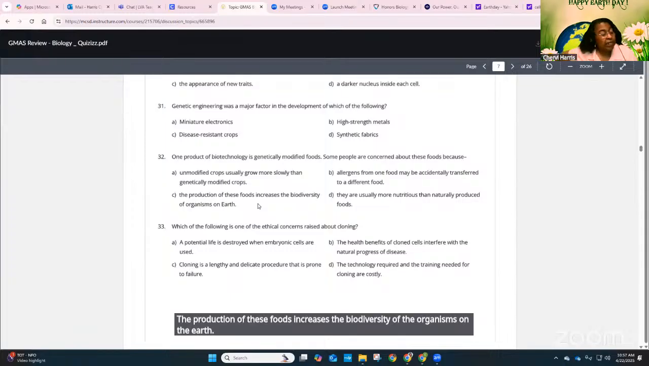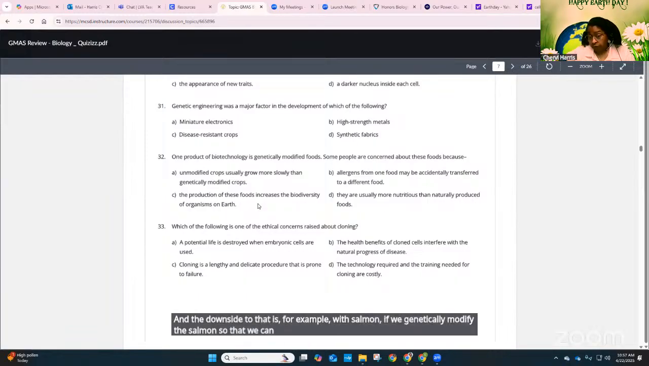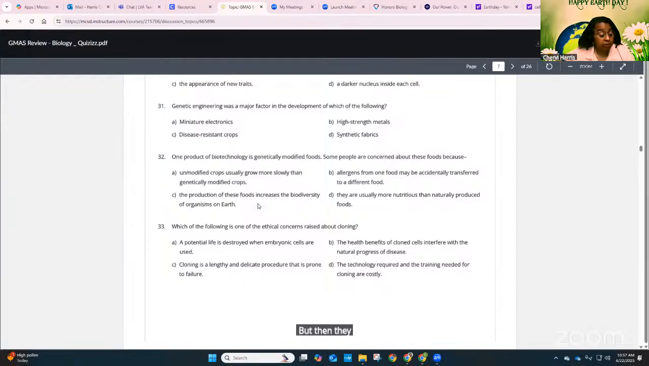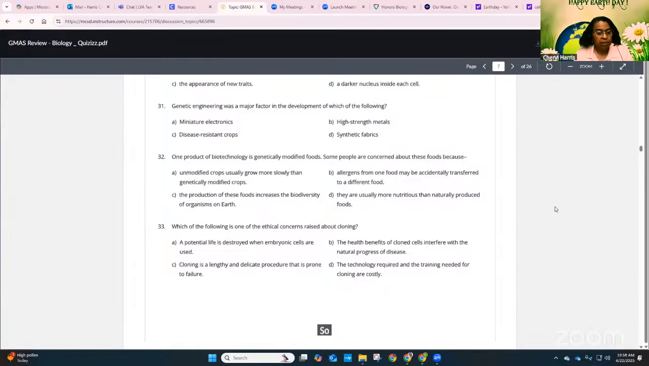And the downside to that is, for example, with salmon, if we genetically modify the salmon so that we can create more healthier salmon, some of these salmon end up fertile. So we have more salmon, but then they can't reproduce because they become infertile because of what we've genetically done to them. So that's a downside.